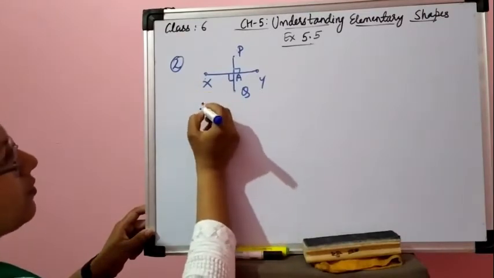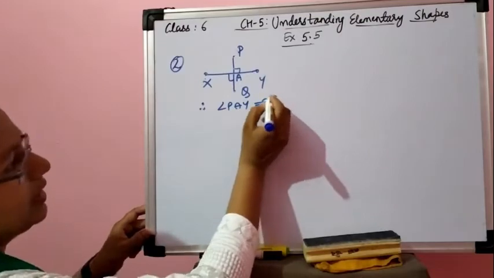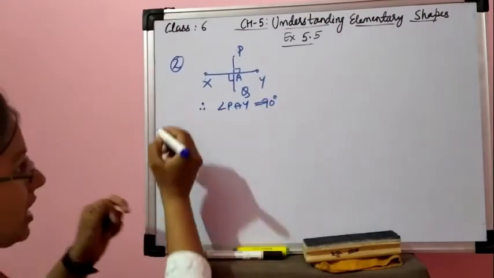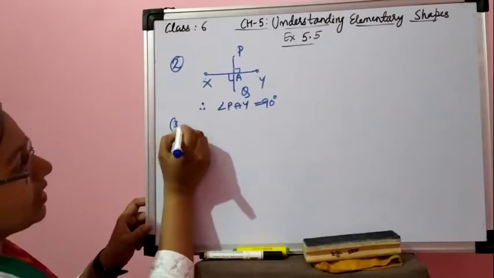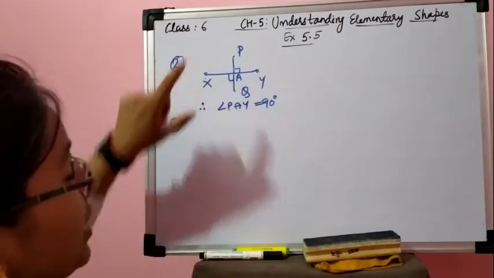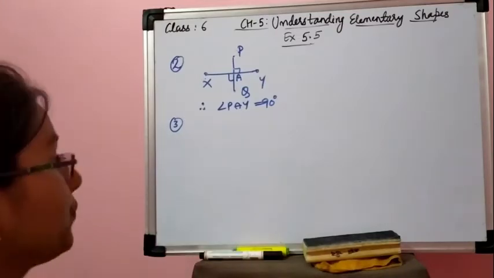Therefore, angle PAY is equal to 90 degree. Only this much answer you have to write along with the diagram. And the diagram you have to draw by using pencil and scale only. No one will draw the diagram with pen.